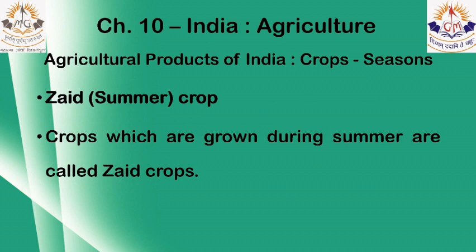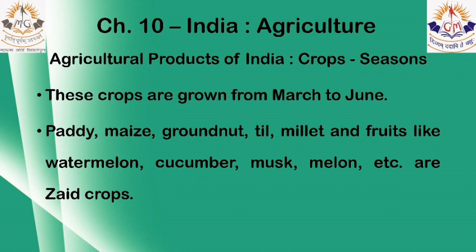Now the third type of crop is the Zaid crop, which is also called summer crop, because it is grown during the season of summer. Crops which are grown during summer are called Zaid crops. The timing of the year in which they are grown is from March to June, when it is the peak summer season. That means these crops need a lot of heat to grow, plus water also.